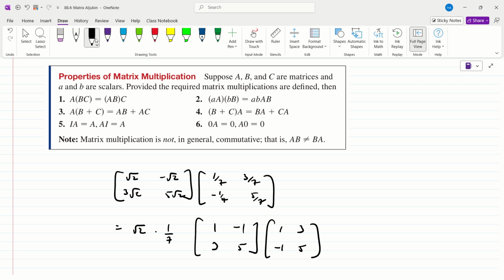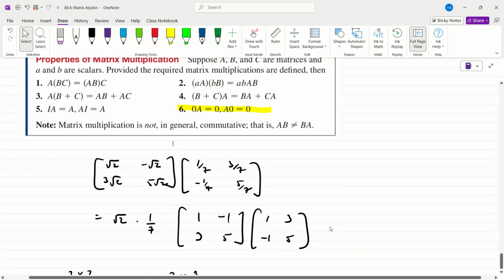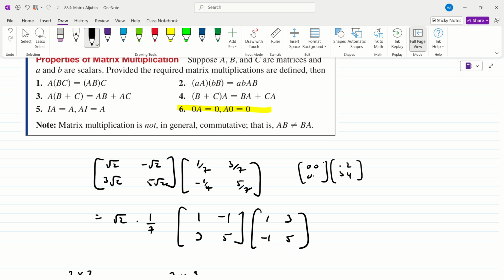And the last property is probably the easiest one to digest. When you take a matrix like 1, 2, 3, 4 and multiply that by the 0 matrix 0, 0, 0, 0, you're going to get the 0, 0, 0, 0 matrix. And this works whether you're multiplying in this order or if you were to reverse their order.